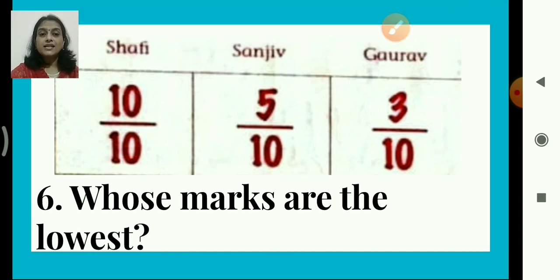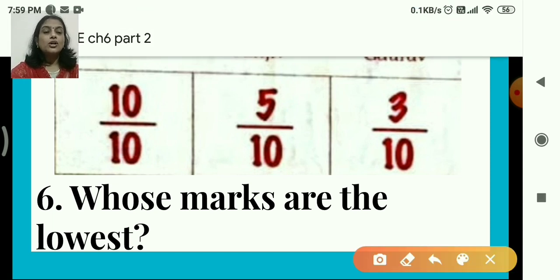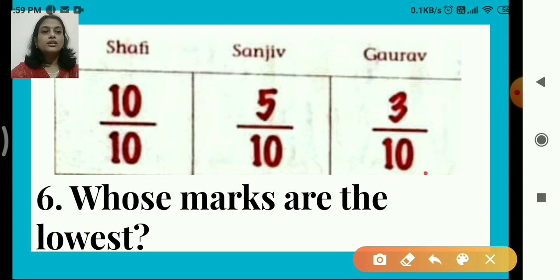Now, whose marks are the lowest? Again compare all three marks with each other. 10 on 10, 5 on 10, 3 on 10. So, which is the lowest? Yes, Gaurav, right? How much did he get? He got 3 out of 10. So his marks are the lowest one, right? He got low marks, isn't it? So, whose marks are the lowest? Let's see.